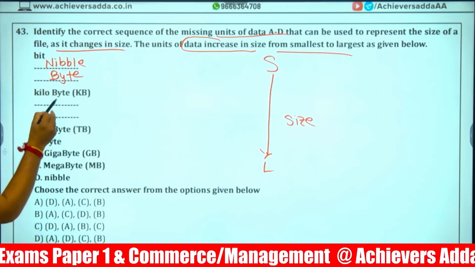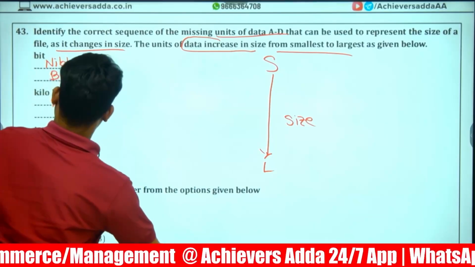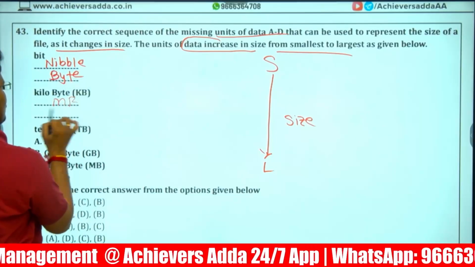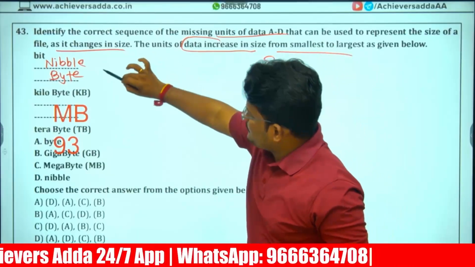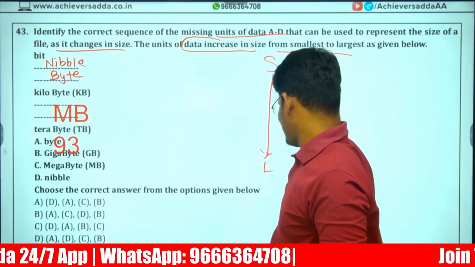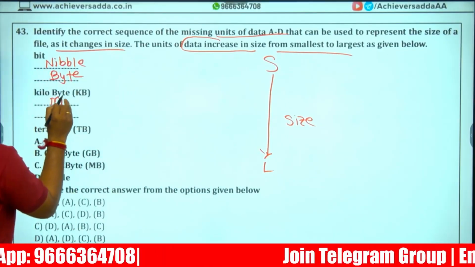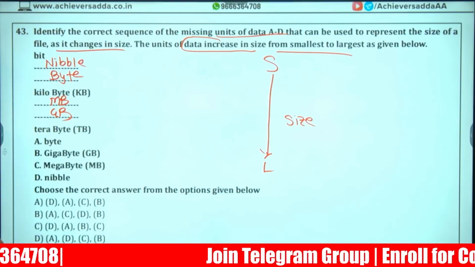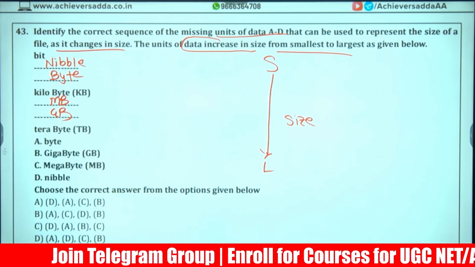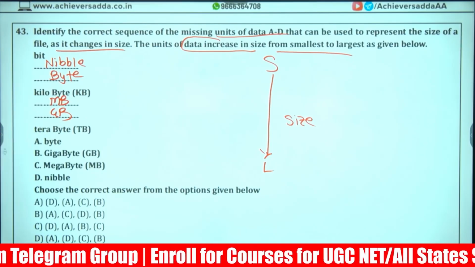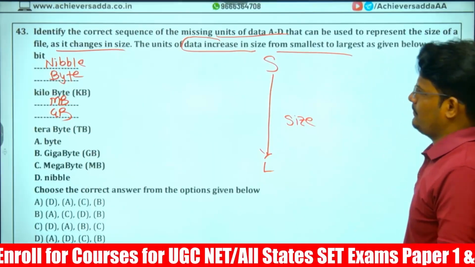Third one will be KB, later MB, later GB. That's how it will go. Nibble, byte, KB, MB, and letter T already been given. We just fill the blanks. It is a fill in the blank type question. Above the nibble, first one will be bit, a binary digit.